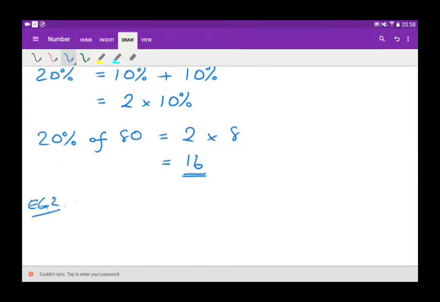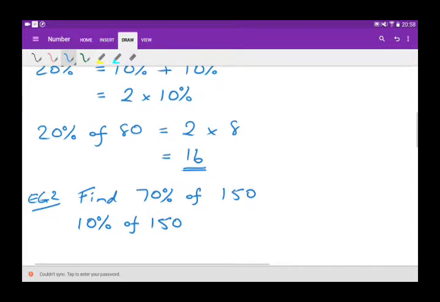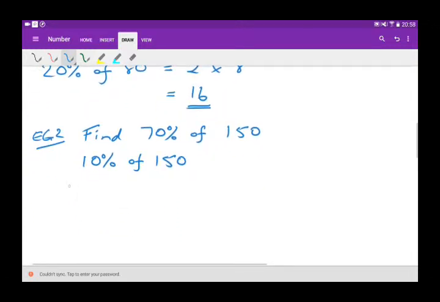So example 2, let's find 70% of 150. Okay, slightly bigger number this time, but a nice one because it ends in 0. Divisible by 10. So, first step, we find 10% of 150. Let's do that. That is 150 divided by 10, because 10% is a tenth, and to find a tenth we divide by 10, because we're splitting it into 10 equal amounts.